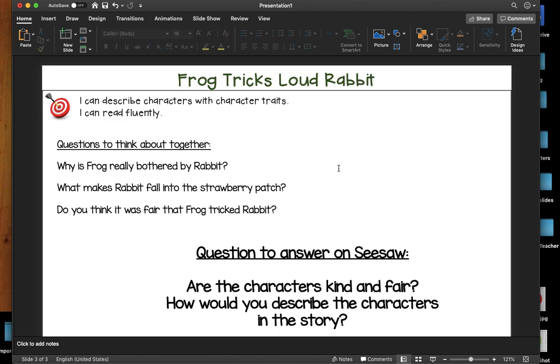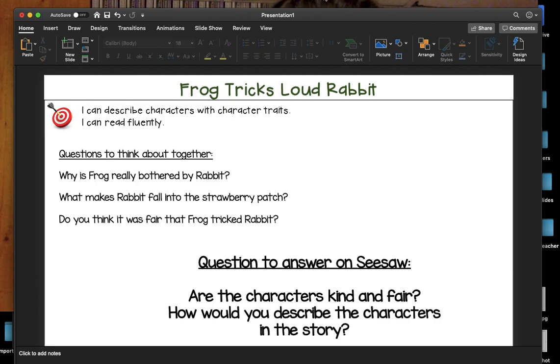Afterwards, we will also be talking about character traits for both of the characters. We have Frog and we have Rabbit. Some questions to answer on Seesaw when you submit your work or turn in your work for today. One question is, are the characters kind and fair? And how would you describe the characters in this story? So what character traits can we use to describe Frog and Rabbit?